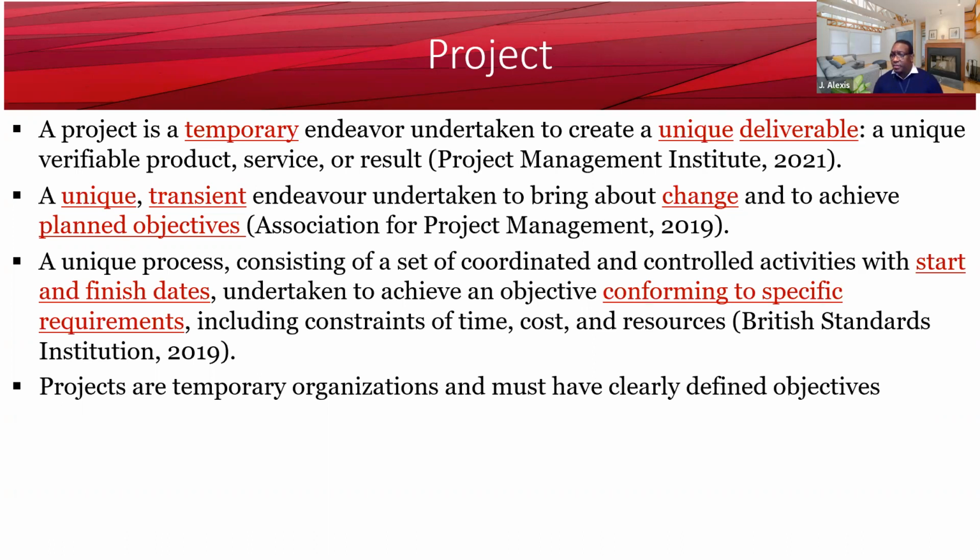The third and most comprehensive definition of a project was provided by the British Standards Institution in BS 6079, published or updated in 2019. They define a project as a unique process consisting of a set of coordinated and controlled activities with start and finish dates, undertaken to achieve an objective conforming to specific requirements, including constraints of time, cost, and resources. This is a very comprehensive definition.